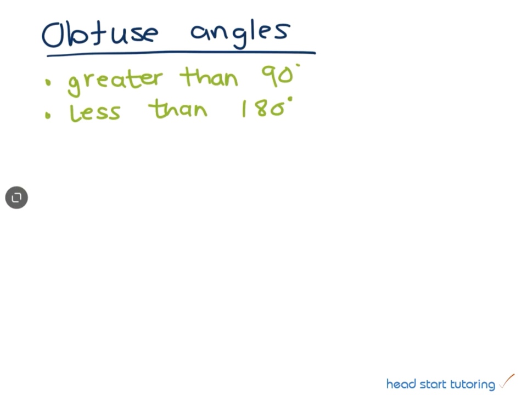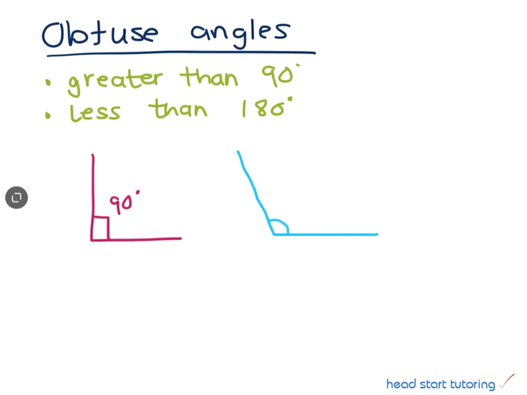So obtuse angles will look, so there's our right angle again. Remember, a right angle is 90 degrees. And if we look at an obtuse angle, the angle will be a bit wider. Right, so there's an example of an obtuse angle.